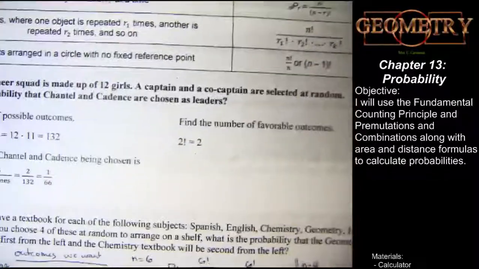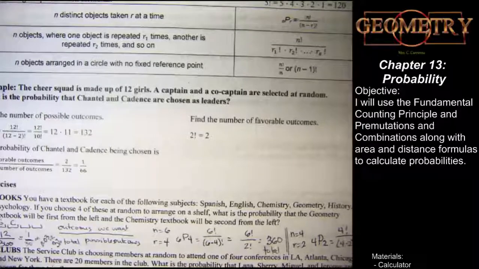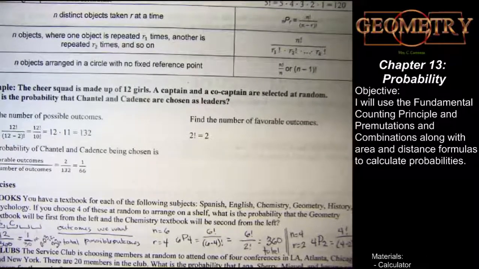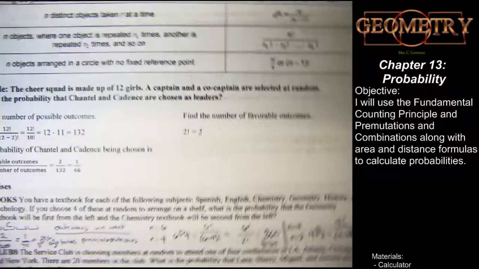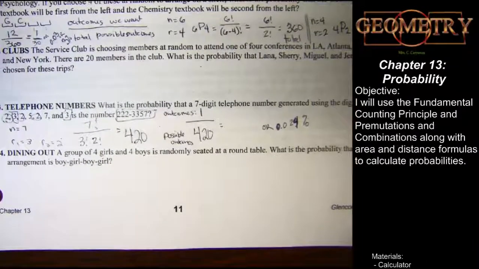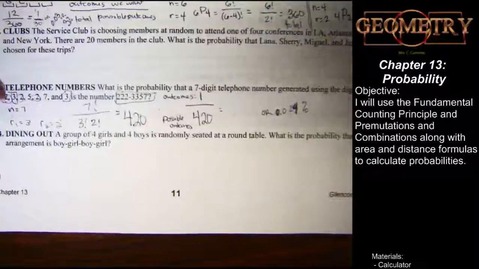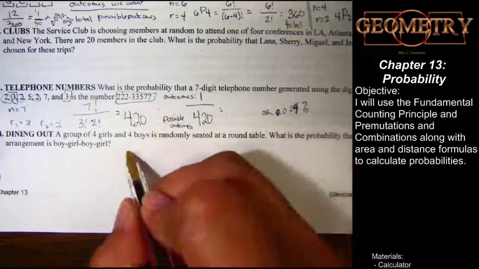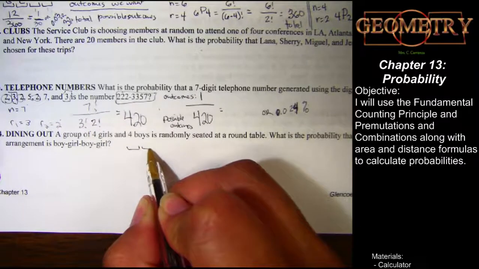The last of the permutation formulas is the formula that lets you figure out how to arrange things in a circle where you don't have a fixed reference point. Okay? That's what happens when, say, 8 of you guys, 4 girls and 4 guys, are told, sit in a circle. Yeah, we're going to play Duck, Duck, Goose. So a group of 4 girls and 4 boys randomly seated around a table. Let's figure out how many ways these 8 people can sit.